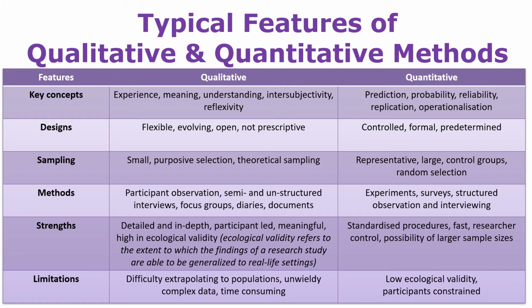Now, the strength of qualitative research is that it is very detailed, in depth, because people are telling you stuff, as opposed to you observing. So it's participant led, it's very meaningful, there's high ecological validity, which refers to the extent to which the findings of a research study are able to be generalized to the real life setting. So someone's told you exactly what's happened, so it's very good for that. Quantitative research, because it's standardized, you can usually compare. You're not saying this is how this person felt. It's very standardized. It's fast if you have the right software, if you have the right computer. You can do things quickly. You need to get the data, but you could probably run your regression. The researcher has more control with that.